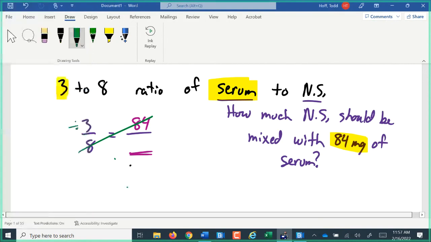We get 224. So we would need 224 milligrams of normal saline or neutral solution to mix with that serum to create the desired concentration for that patient to meet the doctor's order.